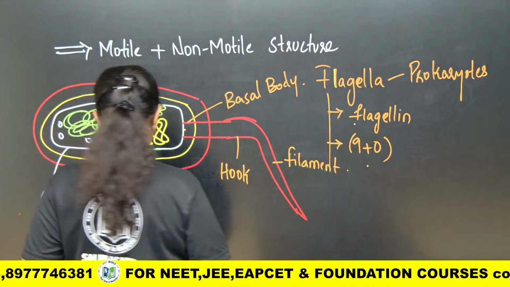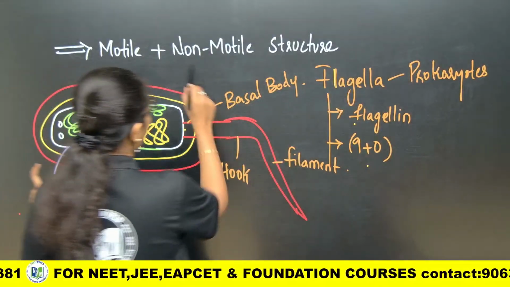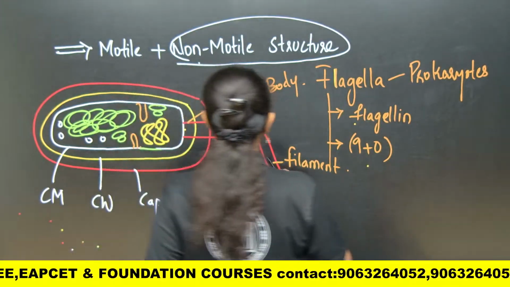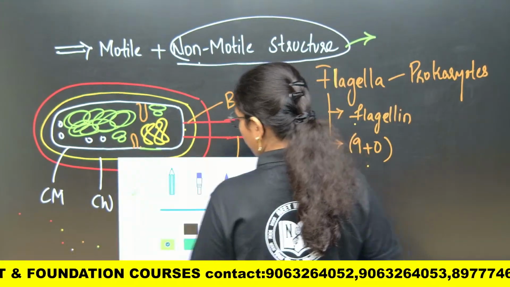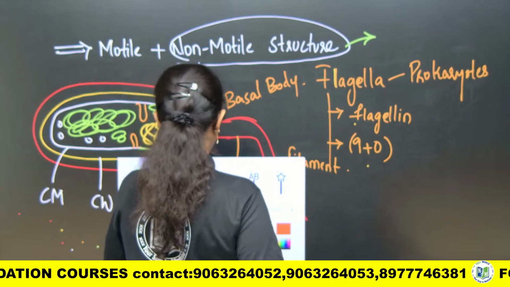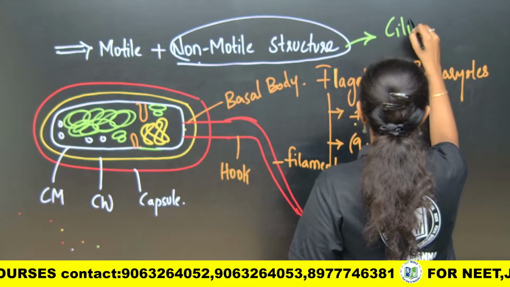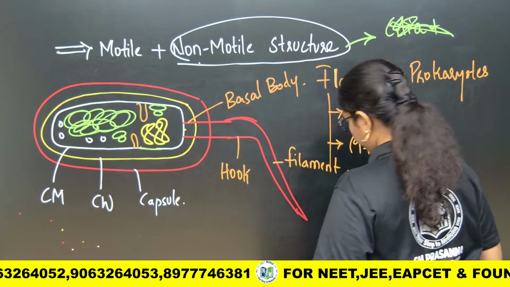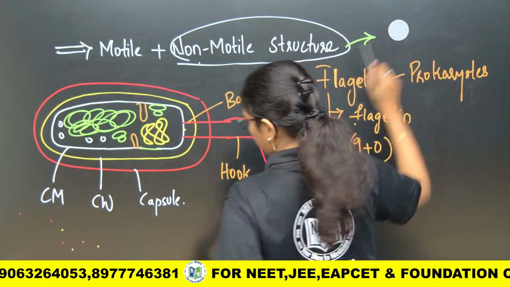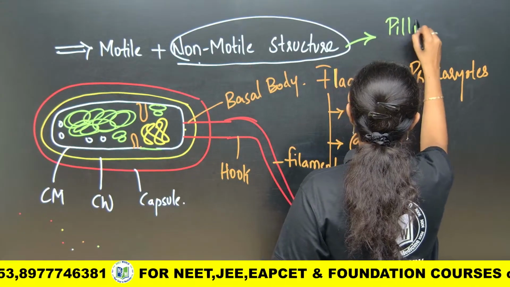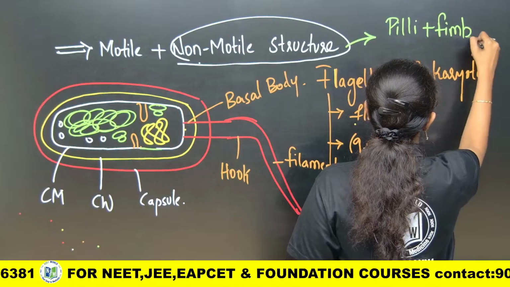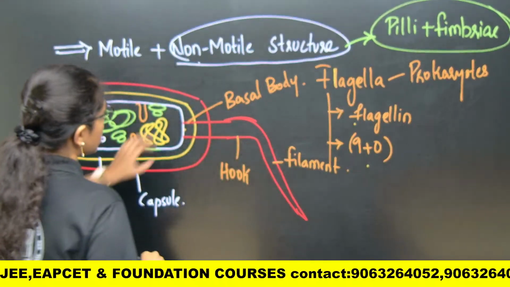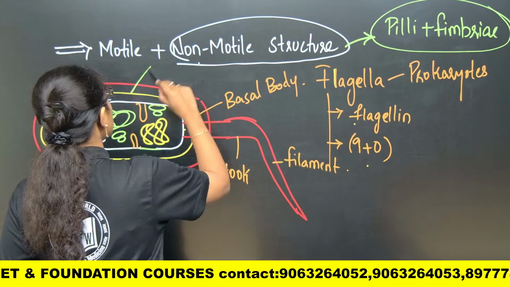Coming to non-motile structures, two non-motile structures are present over the bacteria. Those non-motile structures include pili and fimbriae. These are the non-motile structures which are present over the surface of the bacteria. These are also cell wall extensions.